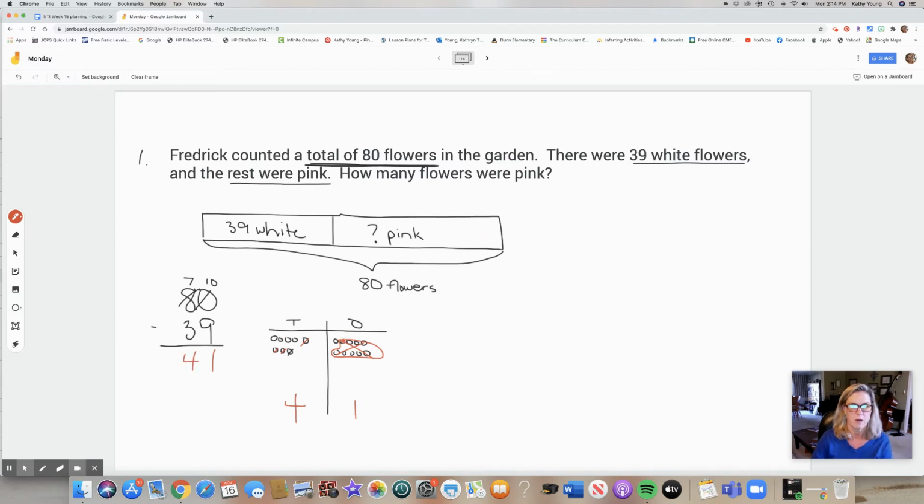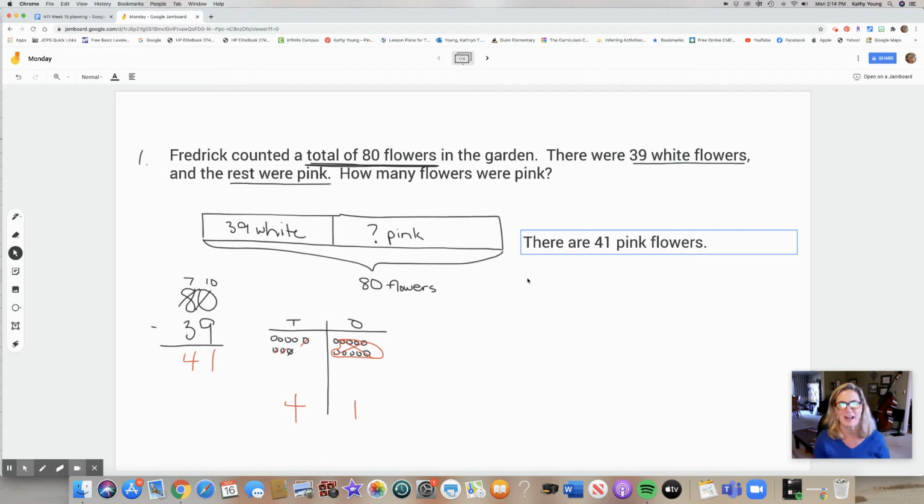So I need to write my answer statement. Remember, you always want to write that answer statement so whoever is grading your paper can tell what your answer is, because this is a lot of information here. If I looked at that, I would have a very hard time telling what someone meant. So there are 41 pink flowers. And you could add to that "in the garden" if you want to make a more descriptive sentence. That would make your writing teachers very happy.